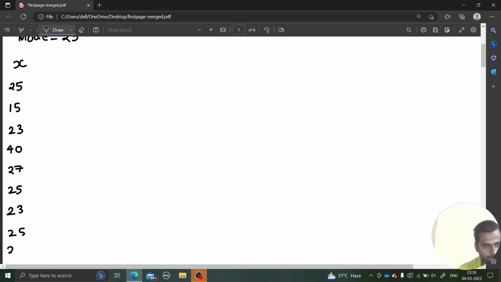For drawing the table, we'll first write the x values, which I have as 25, 15, 23, 40, 27, 25, 23, 25 and 20.